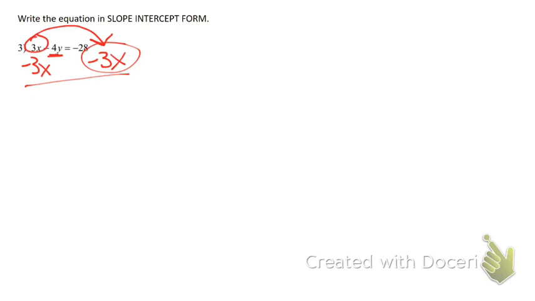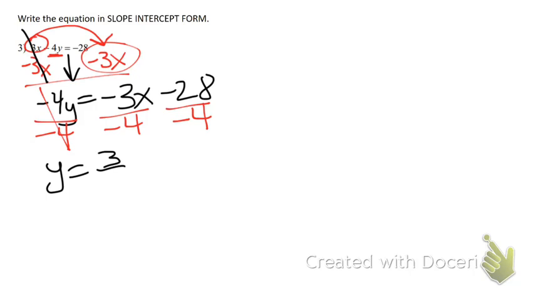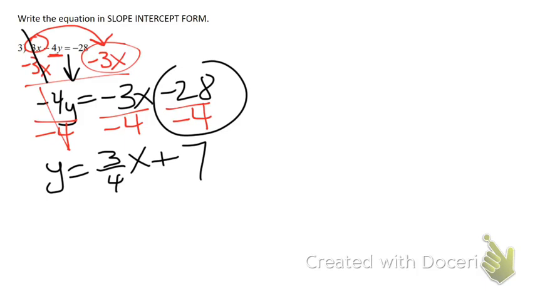The 3x's cancel. And we bring down our negative 4y, bring down the equal sign, and bring down the negative 3x and then the negative 28. To get y by itself, divide everything by negative 4. When you divide by negative, it does change all the signs. So now we have y equals 2 negatives make a positive 3/4 x, and 2 negatives make a positive, and 28 divided by 4 is 7. That's it. Okay, last one is a tiny bit different.